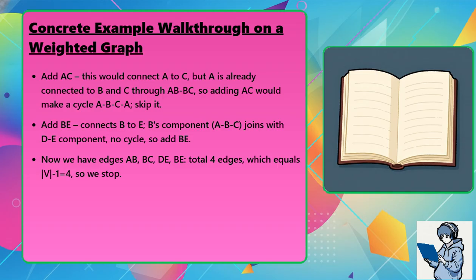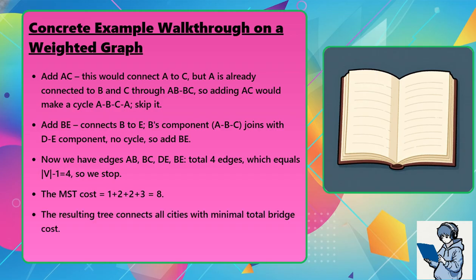Now we have edges AB, BC, DE, BE. Total 4 edges, which equals the number of vertices minus 1, equals 4, so we stop. The MST cost equals 1 plus 2 plus 2 plus 3 equals 8. The resulting tree connects all cities with minimal total bridge cost.